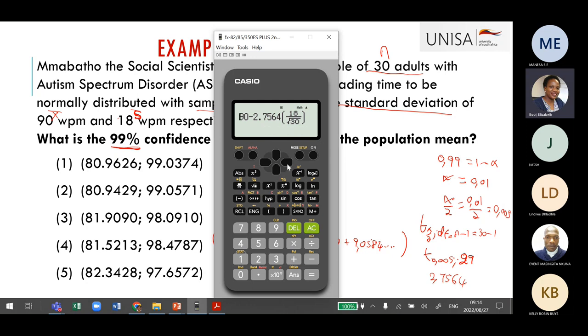I'm just going to double check. Just going to double check. 2.58. No, yeah. You can see that they used the wrong one, because they would have assumed that that is the answer, but that is not the right answer. The right answer should be, we should choose number 4.